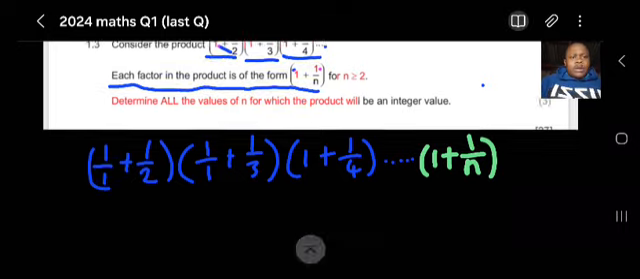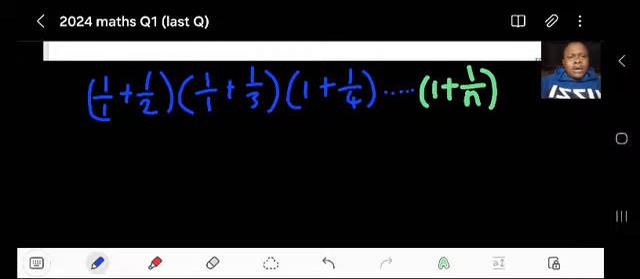So they say the product, let us find the product of this stuff here. You can find the product there.